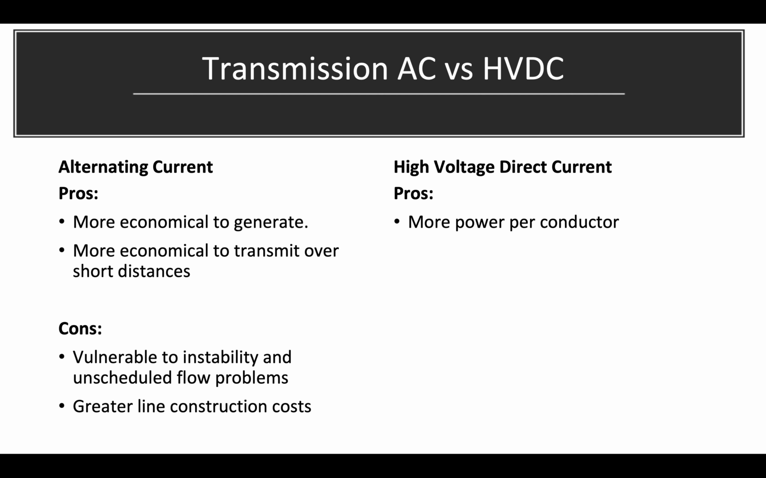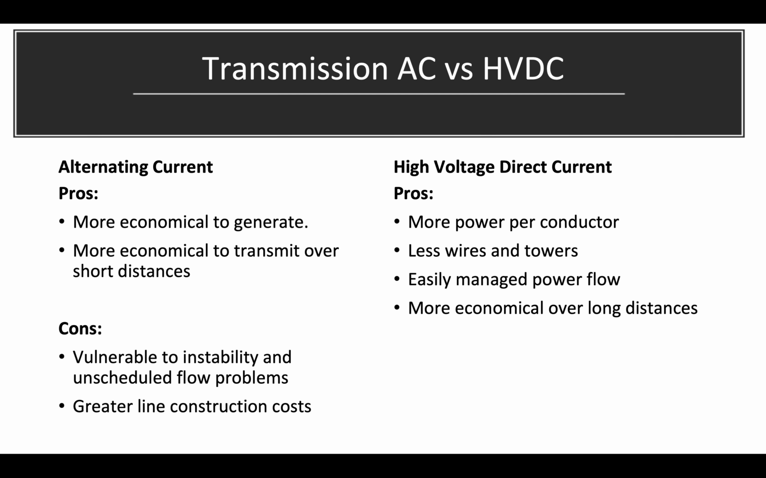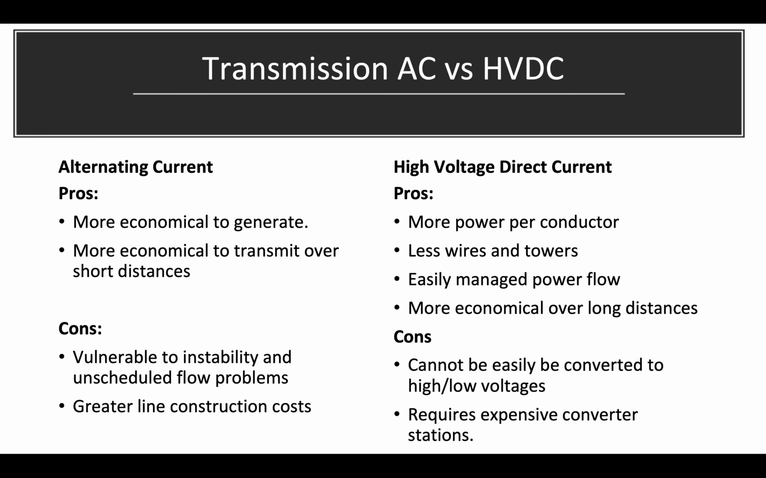So some pros of high voltage direct current: more power per conductor, fewer wires and towers, and easily managed power flow. It's also a little bit more economical over long distances, though if you're accounting for the fact that you need to have two converter stations, it can be costly in some respects as well. Some cons: it cannot be easily converted to high or low voltages. It also requires those converter stations, which I talked about, which are also expensive.